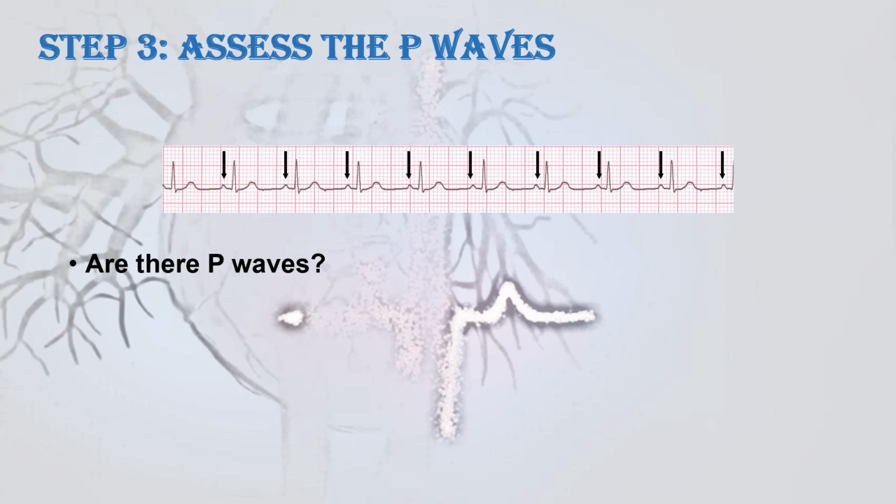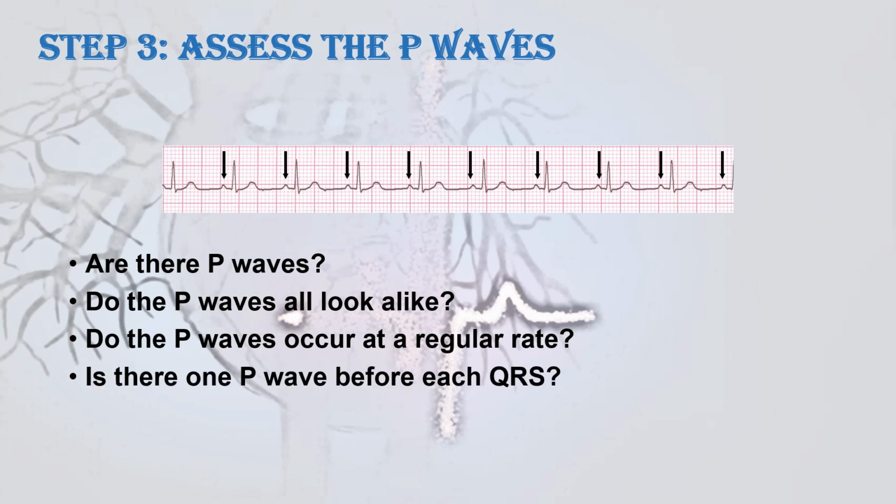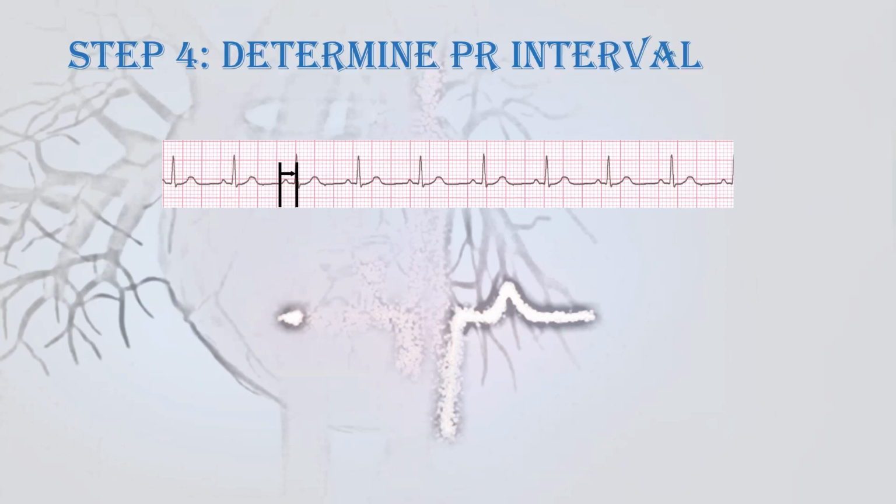The next one is to assess the P wave. Assess the P wave in the sense of whether the P wave is present before the QRS complex, and do the P waves all look alike? In the sense of whether any dissimilarity or irregularities are there or not; they are supposed to be the same. Then, do the P waves occur at a regular rate? And is there one P wave before each QRS complex? In this ECG, each P is a normal P wave and one P is present before every QRS. Then step 4 is to determine the PR interval.